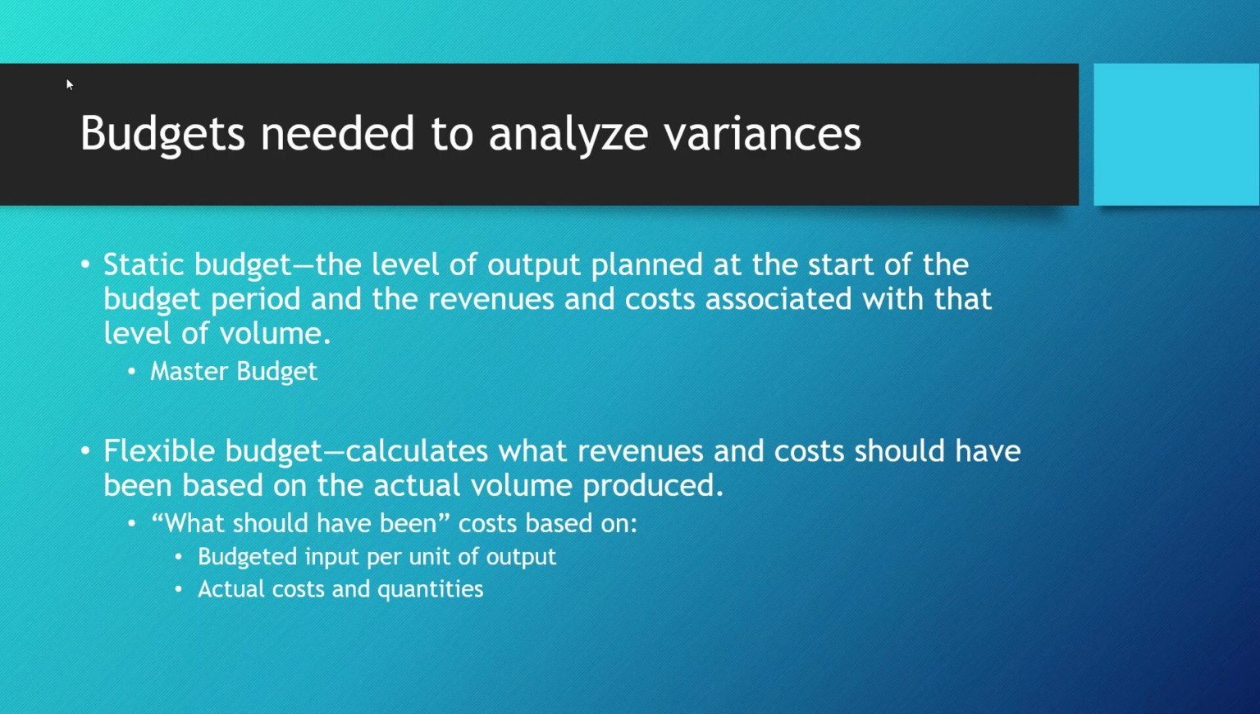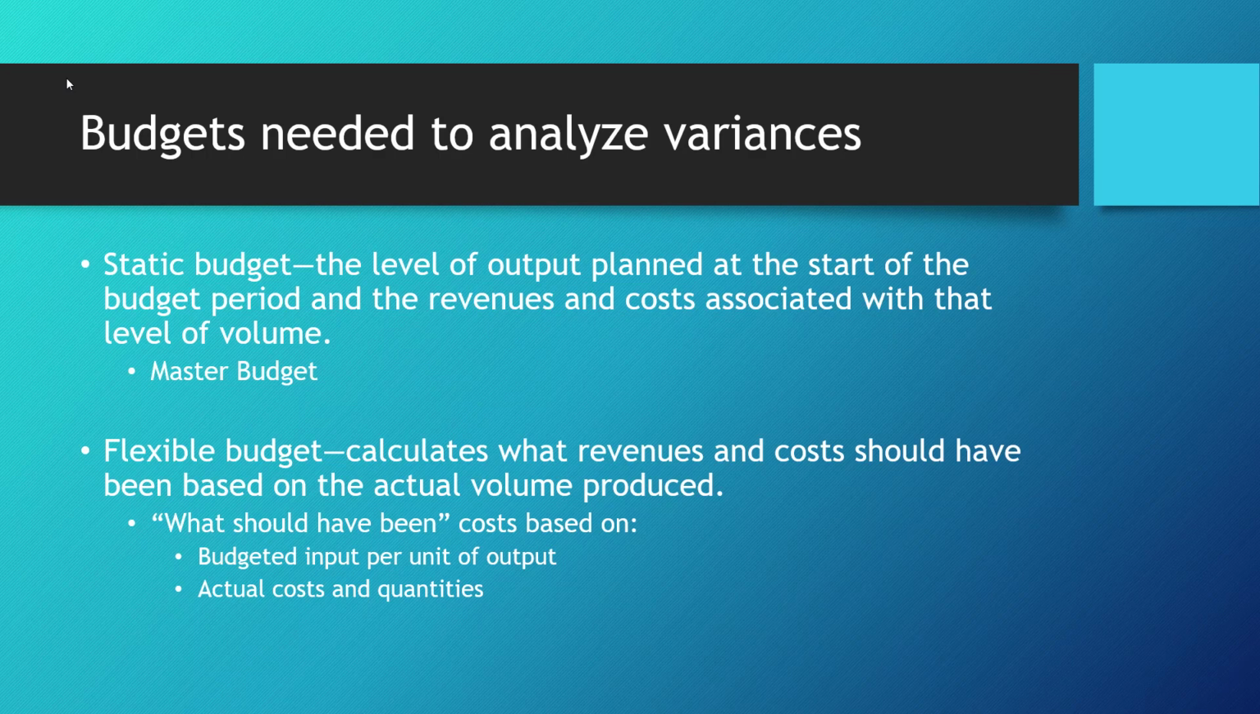So you're going to need your actual costs, your actual quantities during the period, what you produced, how much you paid for materials, labor, overhead, etc. for it. And then what you predicted in the beginning, the budgeted input you had for the quantity of output: how much you were expecting to pay for materials for each unit you made, how much you were expecting to pay for labor for each unit that you made, etc.